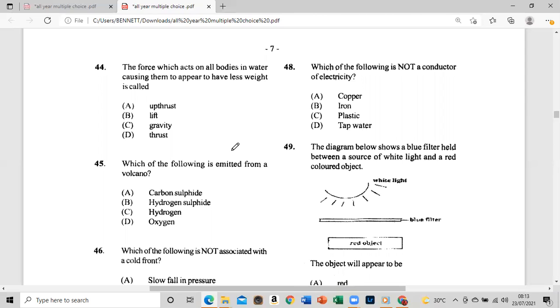The force which acts on all bodies in water, causing them to appear to have less weight, is called upthrust. So we're not going to go further because we found the answer right away. Which of the following is emitted from a volcano? Is it carbon sulfide, hydrogen sulfide, hydrogen, or oxygen? And that would be hydrogen sulfide. So that's B.